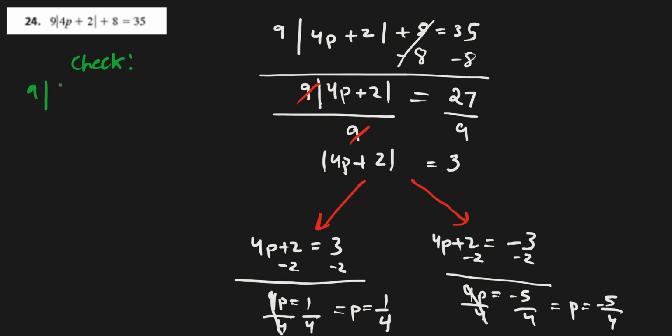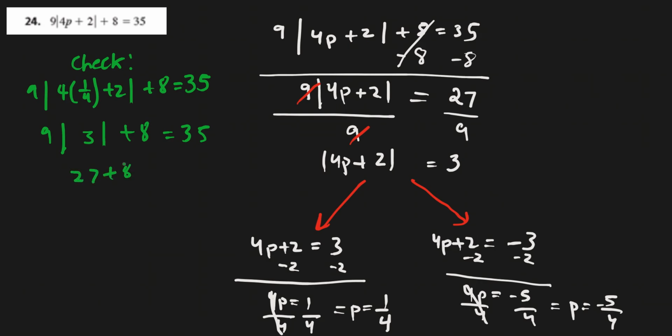So 9 times the absolute value of 4 times 1/4 plus 2, plus 8 is equal to 35. Let's simplify what's inside here. It's like the parentheses. We always simplify what's inside the parentheses first. This becomes a 1, and then plus 2 is 3, plus 8 is equal to 35. So this is just going to be 3 because it's positive. So it's 9 times 3, 27, plus 8, 35. Is this true? Yep, we actually saw that right here when we subtracted 8 from 35. We got 27, so 27 plus 8 is, of course, 35, which is equal to 35.